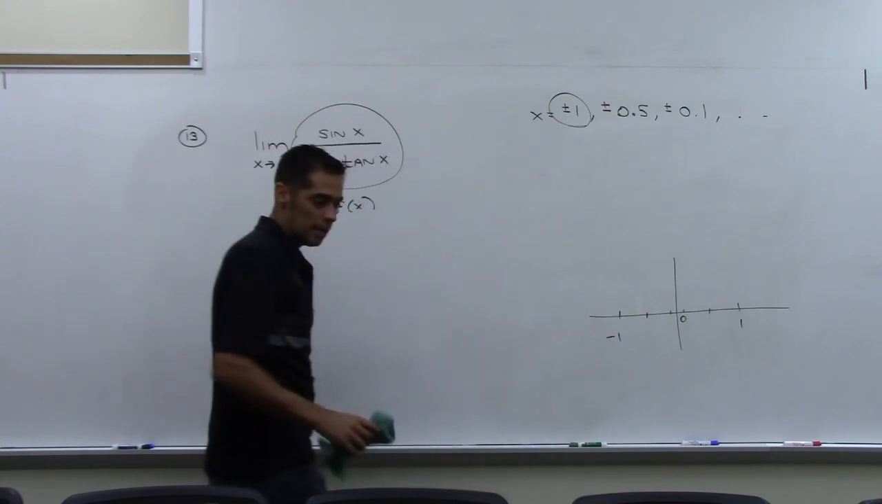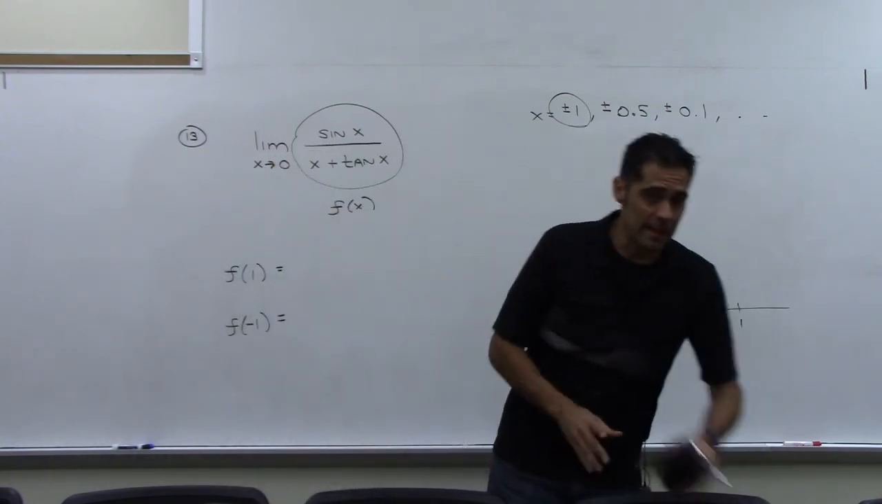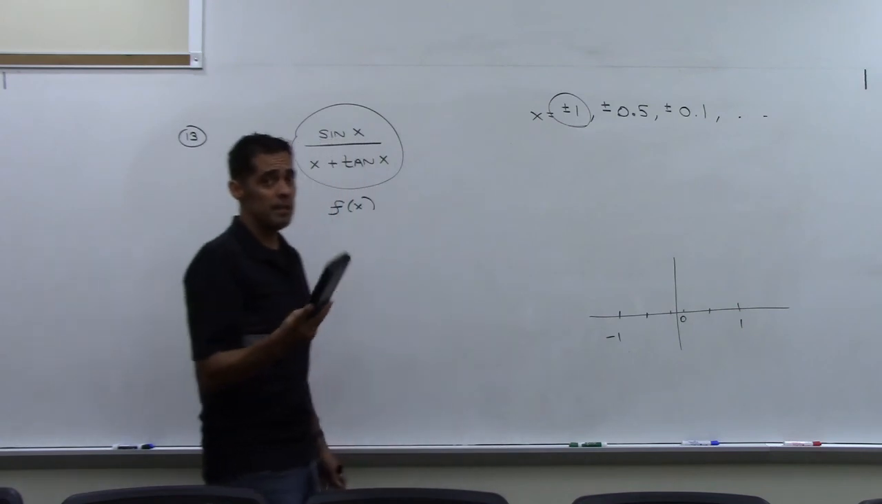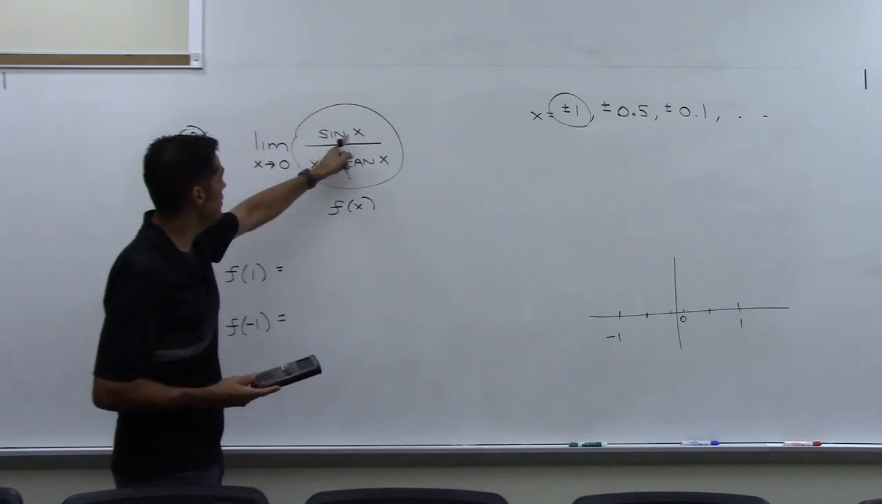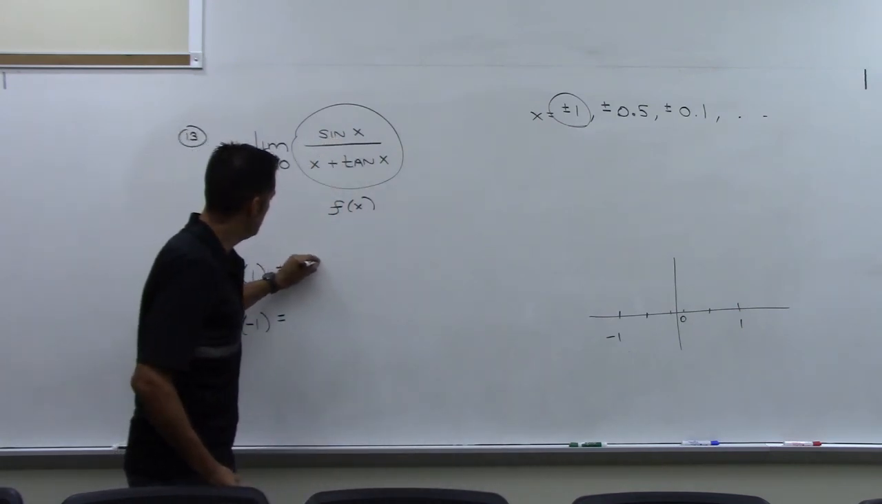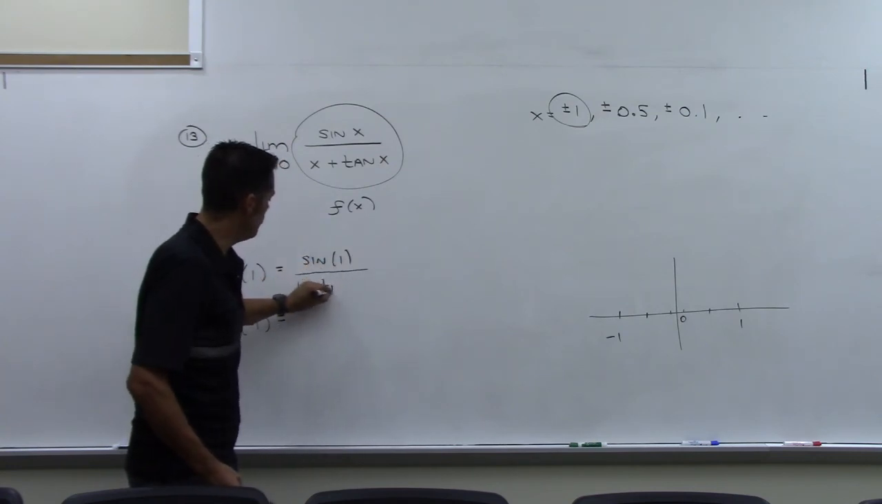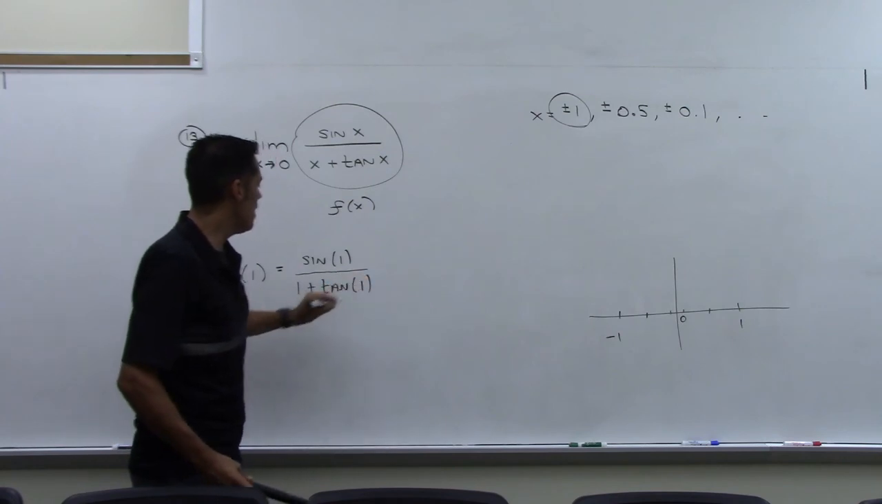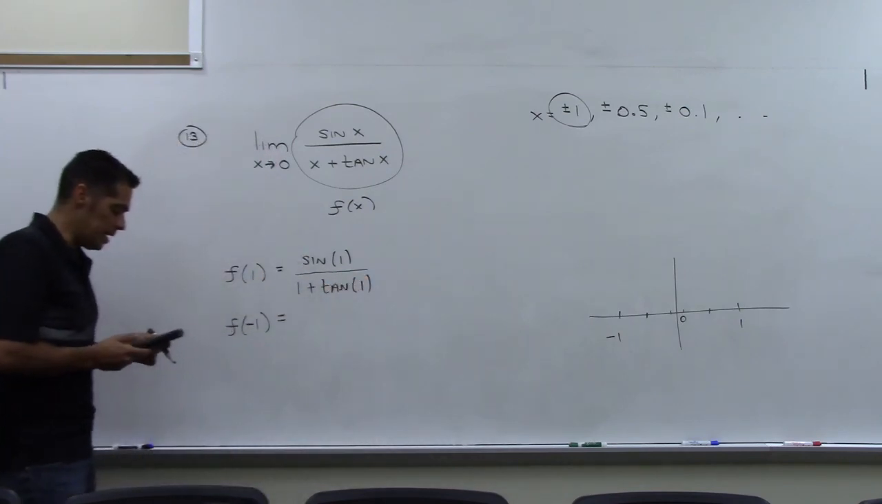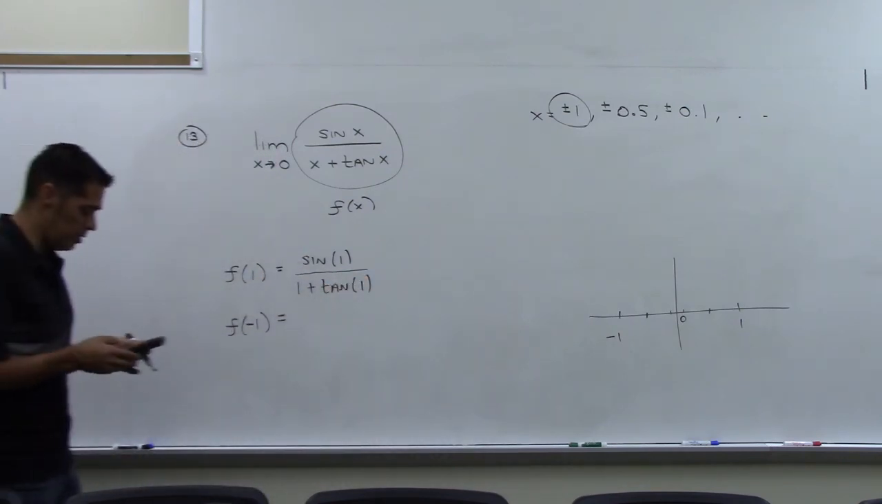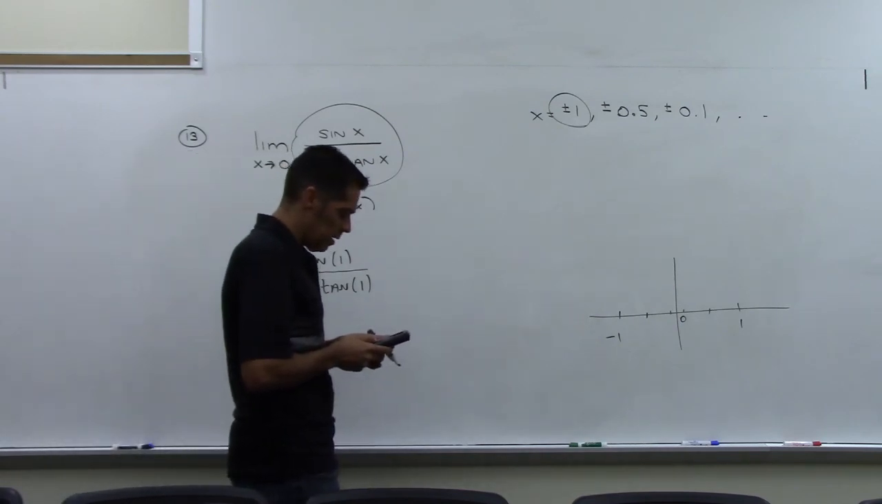I'll need my calculator. And I need to make sure that I am in radian mode because I'm going to be doing sine of 1 over 1 plus tangent of 1. And we do not mean 1 degree, we mean 1 radian. So I am in degree mode. I'm going to have to switch to radian mode.